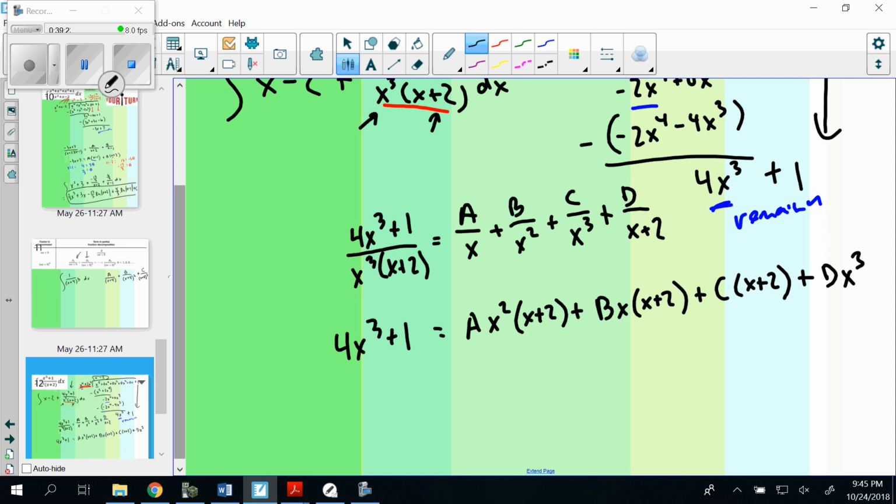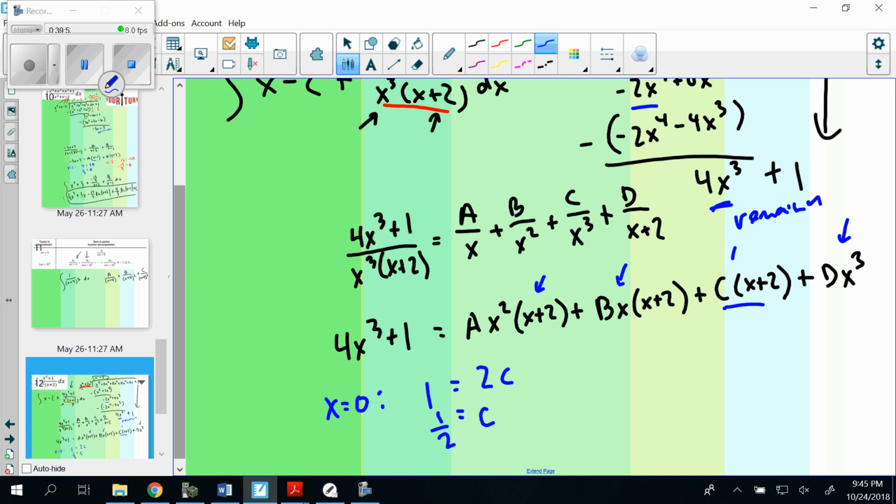All right, now let's figure out the numbers here that would make this equal 0. There's only two of them here, 0 and negative 2. So what is this first at? 0. If we plug 0 in, the left side's just 1. And this term would be gone. This term would be gone. This term would be gone. The only one left would be this one. So if we put 0 in, that would be 2C. And so we know C is going to be 1/2.